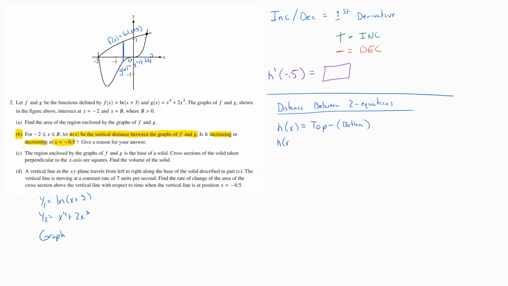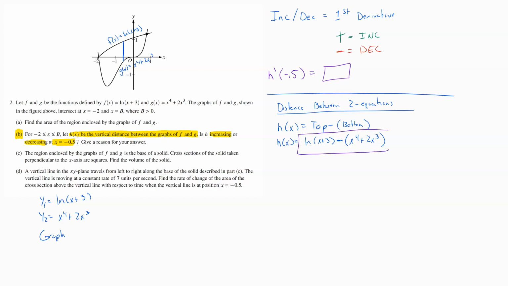So for us on this one, the top equation is going to be the natural log of x plus 3. And then we're going to subtract off of that. When you subtract, make sure you put minus parentheses because we are subtracting that full equation. If you do not put that parentheses in, you are definitely not going to get the right answer. You'll be off by a sign. Now that we know that, we're trying to figure out what h prime of negative 0.5 equals.